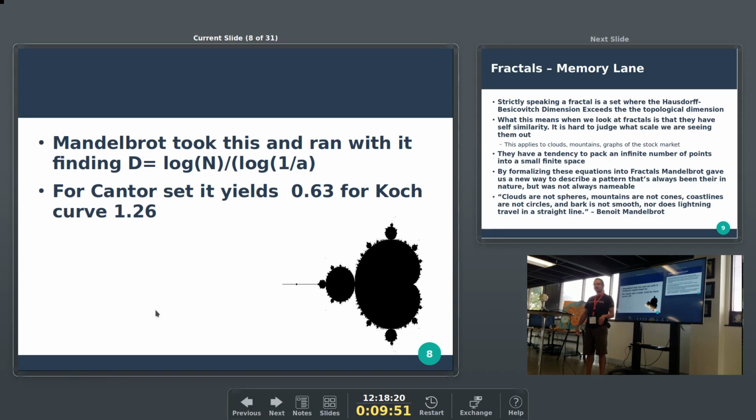Okay, that makes sense. But if you put in one of these mathematical monsters like the von Koch curve, you get 1.26, roughly. And so you get these fractional dimensions that are slightly higher than what they call the topological dimension, the dimension we're used to talking about.